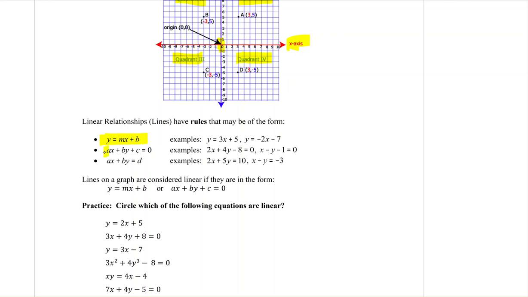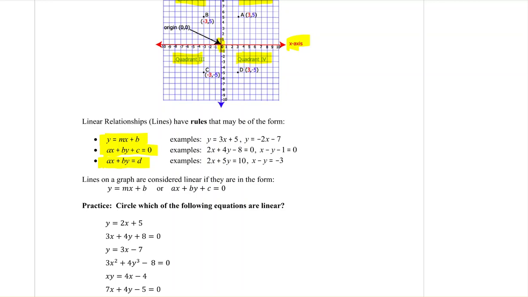Then we have this form here, ax plus by plus c equals 0. It's also a straight line. That one's called the general form of a straight line. And there's some examples there of types of equations that look like that. Then there's a third one here as well, ax plus by equals d.